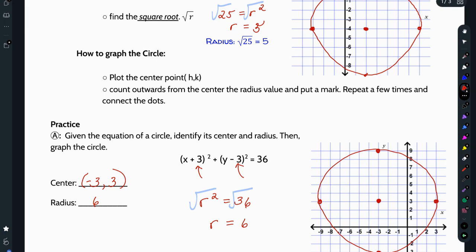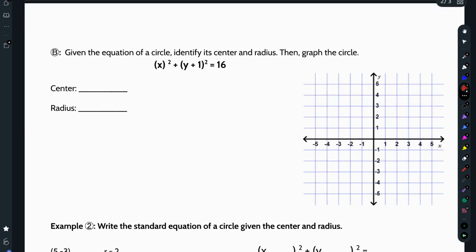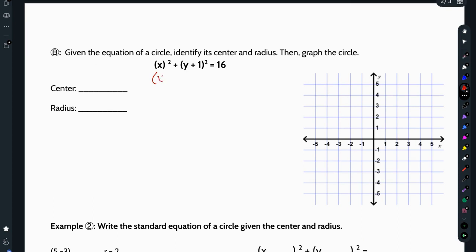Okay, moving on to the next page. Again, pause the video, see if you can do it on your own, and then come back when you're ready. What we have here really is x minus 0 squared. So we know the first part of our center is just going to be 0. The second part of our center is going to be the opposite of positive 1, so negative 1. So we have a center at (0, -1), and we're going to go ahead and plot that.